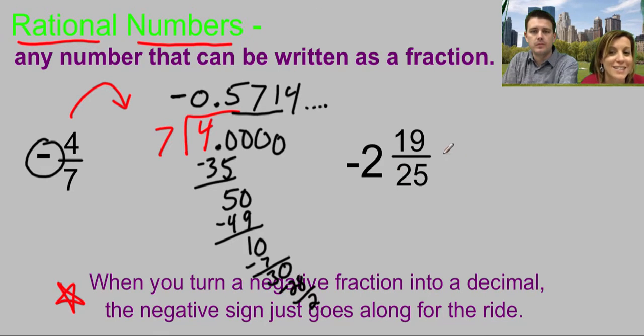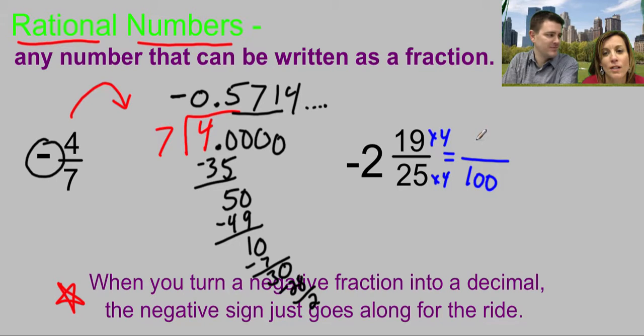That one, I got the easier problem, converts very nicely into 100. There's 4 quarters in a dollar, so 25 times 4 is 100, and 19 times 4 is 76, sorry. There we go.